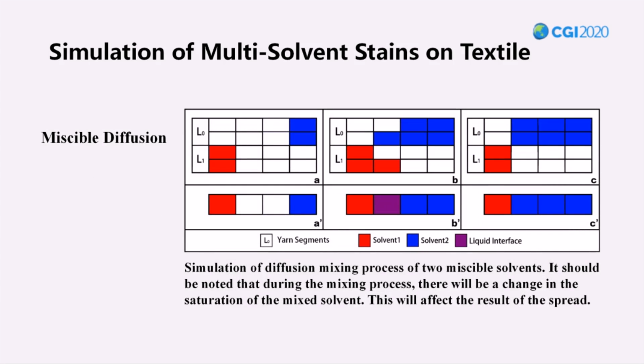Previously, we discussed the mixed diffusion between miscible solvents. Now, let us discuss the mixed diffusion between immiscible solvents. Unlike the diffusion and the mixing between miscible solvents, the diffusion between immiscible solvents will form a clear boundary, and the two solvents will gradually form an equilibrium state of capillary pressure at the boundary. So calculating the shape of the boundary is the key to simulating this effect.